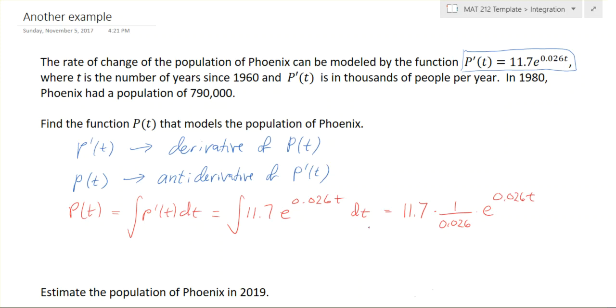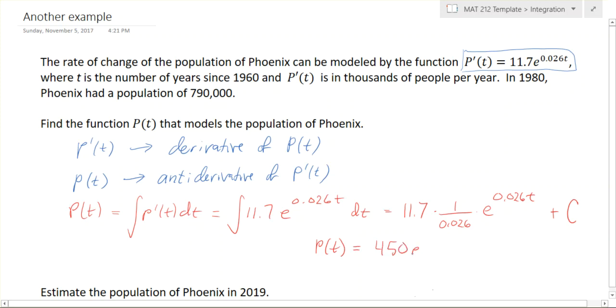And then since this is an indefinite integral, we also have to add some unknown constant, because when I take the derivative of this, any constant term at the end would result in the correct answer. So I have to account for that. To simplify, I'll take the 11.7 and divide by 0.026. What I get here is a preliminary function for population: 450 e to the 0.026 t plus C.